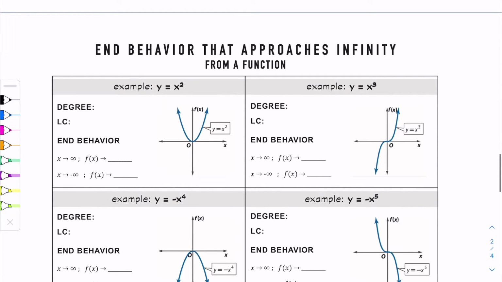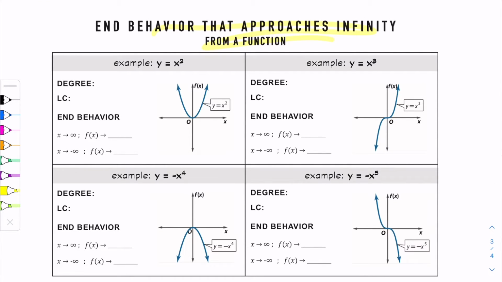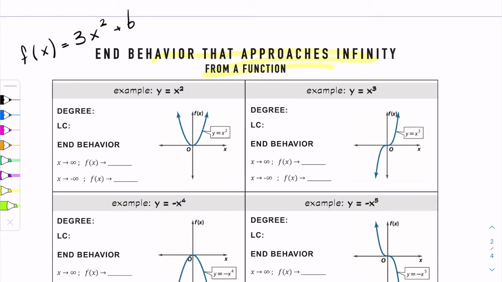Okay, end behavior that approaches infinity from a function. So when you don't have a graph, you can tell this by the degree and the leading coefficient of a function. As a quick reminder, let's take a look at a basic function such as f of x is equal to 3x squared plus 6. In this function, this value of 3, that is called the leading coefficient.